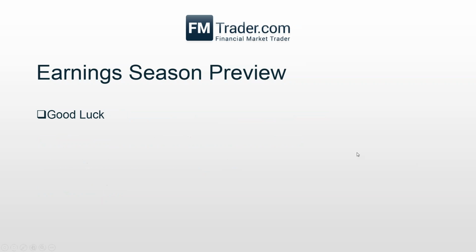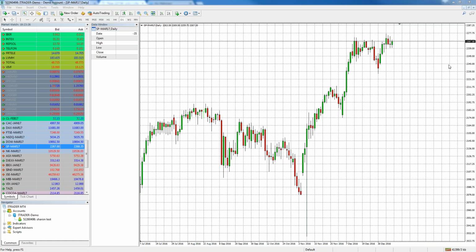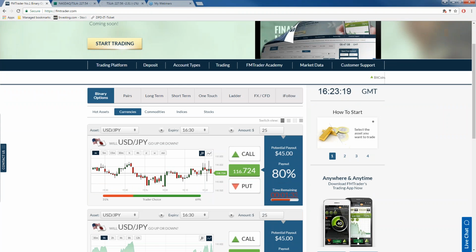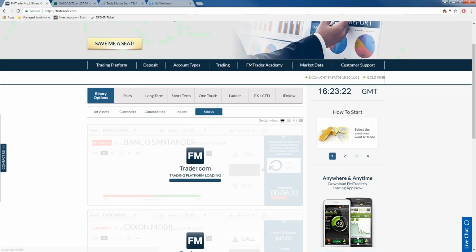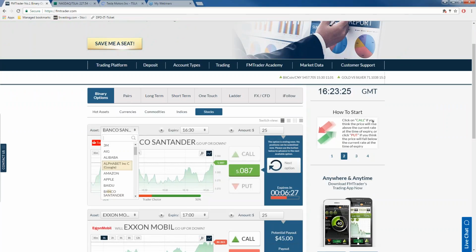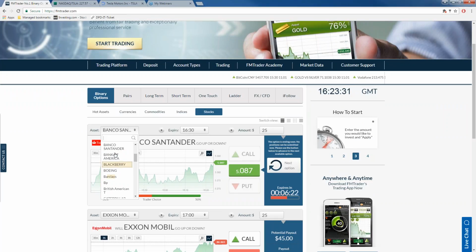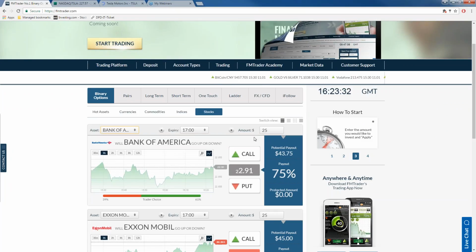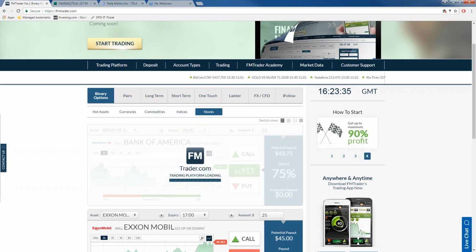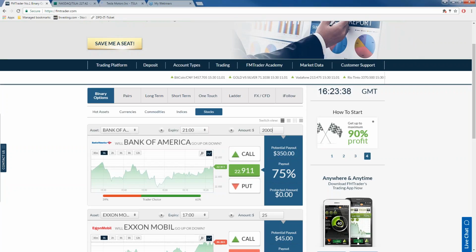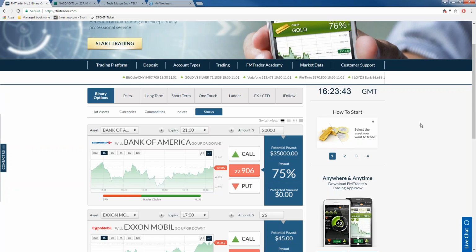If there's something you don't understand, and of course, good luck, just ask me and we can start from now. How do we do it? You can go to the FMTrader, put in your email and password. I would trade for the same day. You go to stocks during the earnings season, binary option stocks. For example, JP Morgan had a good report. I saw the gap up. The day after, I go to Bank of America, whatever. Same correlation. I can take call expiry by the end of the day, put my 20,000 and make 35,000 in this case. Pretty easy.